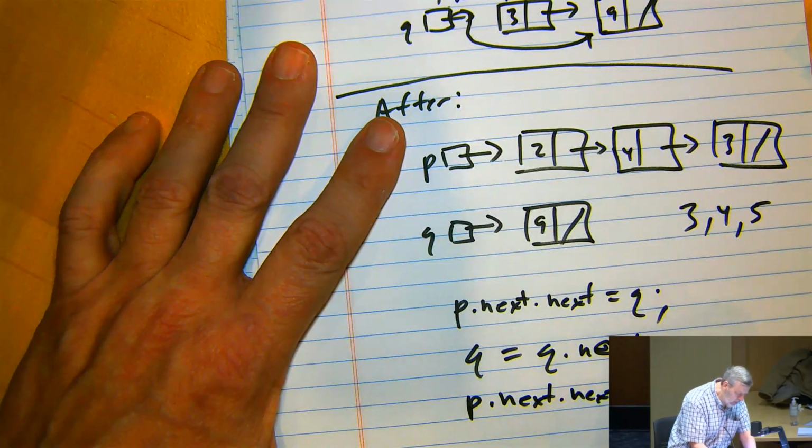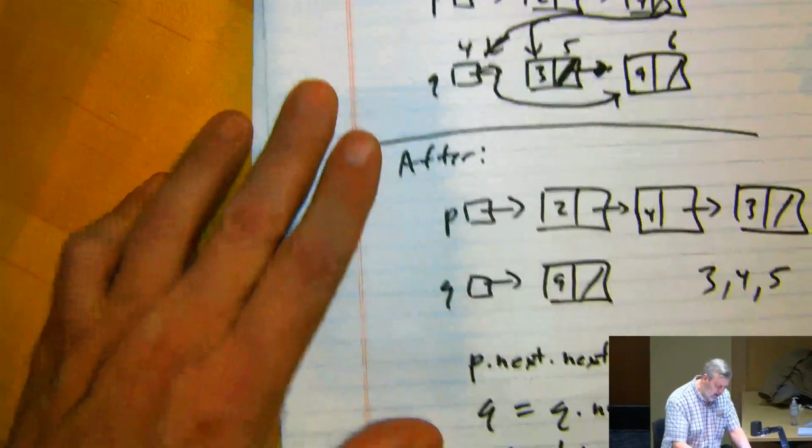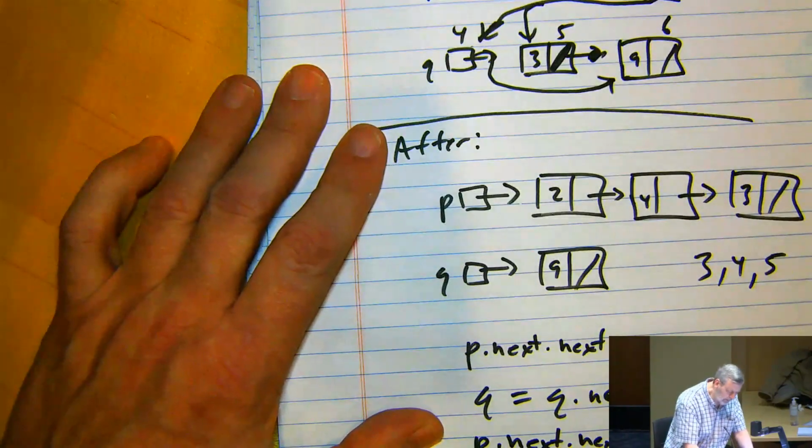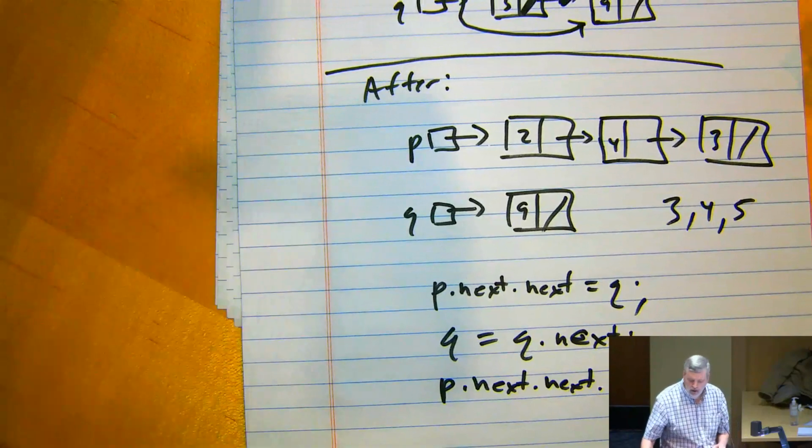P.next. And what do we want to set it to be? We want that to be set to a null. We don't want it to be pointing at a node. So we'll set it to be a null. So those are the 3 lines of code that I would propose.